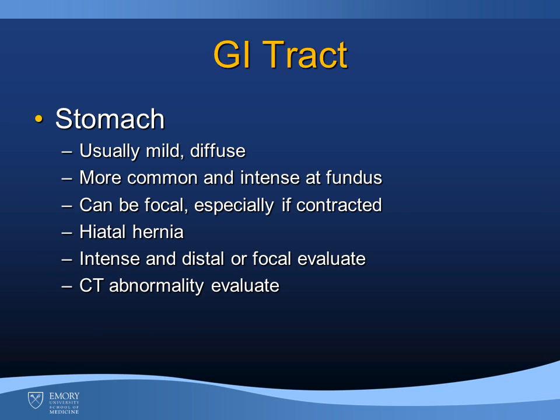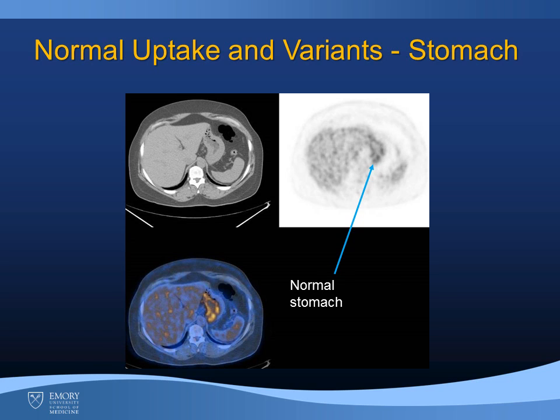Stomach activity is usually mild and diffuse, more common and intense at the fundus, but it can be focal or appear focal, especially if the stomach is contracted. There can also be uptake within a hiatal hernia. My general rule of thumb is if activity is more intense distally than proximally, or it's focal and related to a CT abnormality, it should be further evaluated. This is an example of just normal stomach activity in a collapsed stomach.